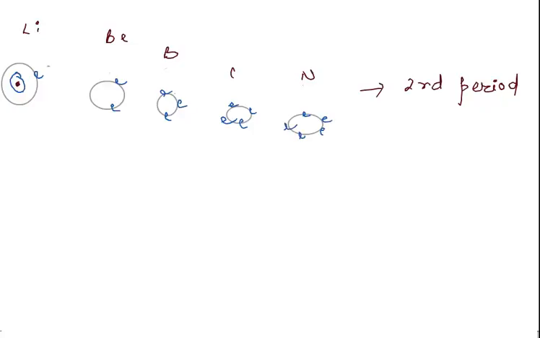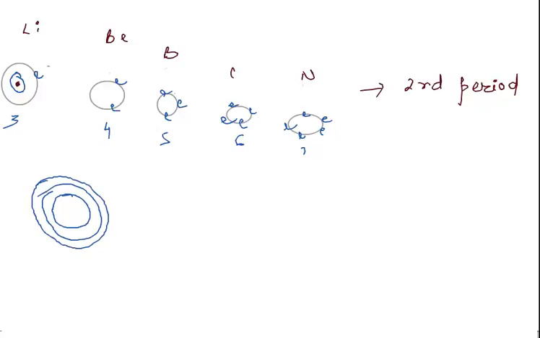Now, in the nucleus, the number of protons is increasing. Here, how many protons were there? There were 3 protons. Here, how many came? 4, 5, 6, 7. But did the number of shells increase? If I draw this circle and every time increase the number of shells, the distance from the nucleus will increase. But in this case, the distance remains the same, because the electrons are added to the valence shell only.